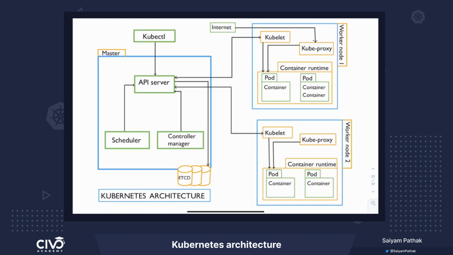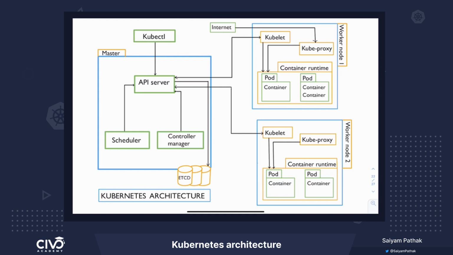Now, when the request goes to the API server, there are three things: authentication, authorization, and admission. First, the request is authenticated with the headers that are passed, and then based on the RBAC rules, it is authorized whether that particular user is allowed to create a pod or not.